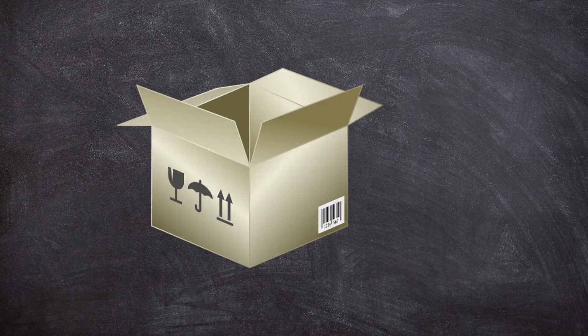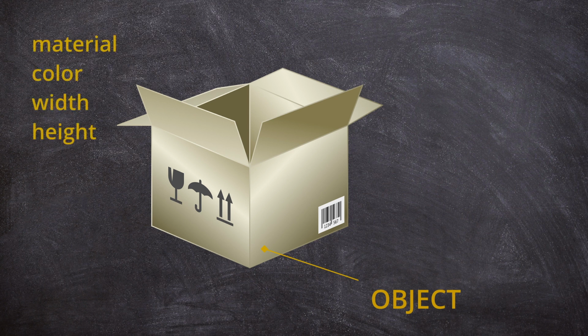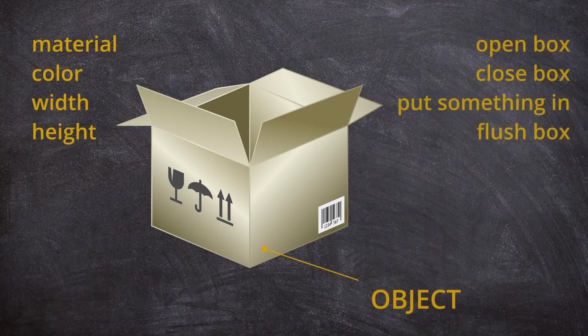Imagine a box in the real world, for example. A box is an object. The box has some attributes. For example, material, color, width, or height. The box also has its own methods. We can open the box, close it, put something in it, or even empty the entire contents of the box. We can also see what's inside at any time.